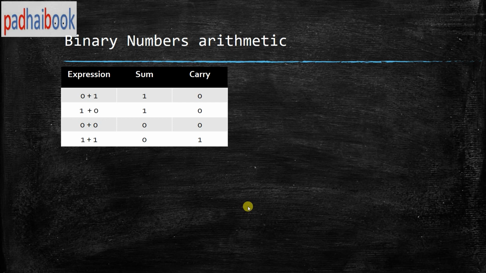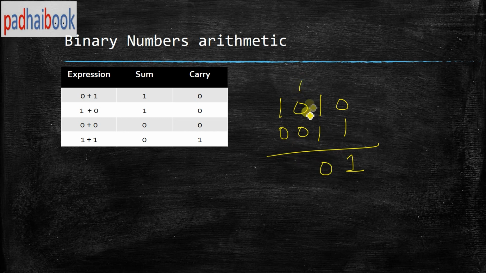Alright, so let's take some numbers, for example 101 maybe, and for the sake of it add these numbers. Okay, now 0 plus 1 is 1. 1 plus 1 will be 0, but 1 will be carried over. 0 plus 0 is 0, and 1 will be carried, and 1 plus 0 is 1. So this is how you add numbers in binary.